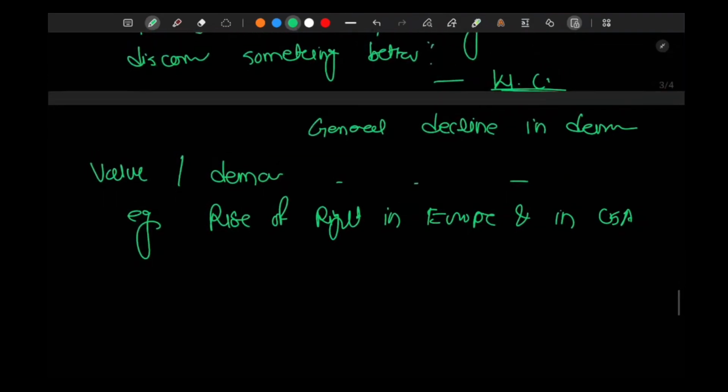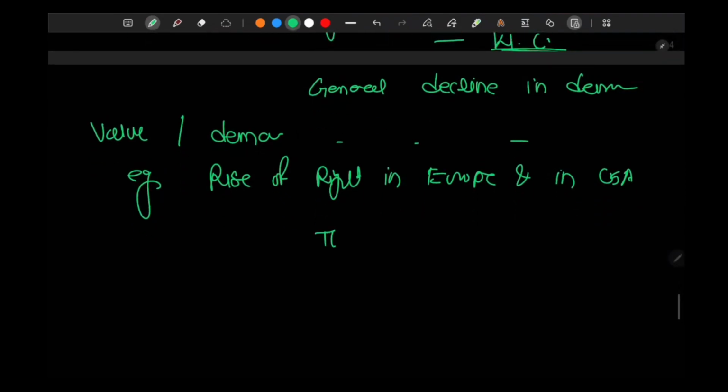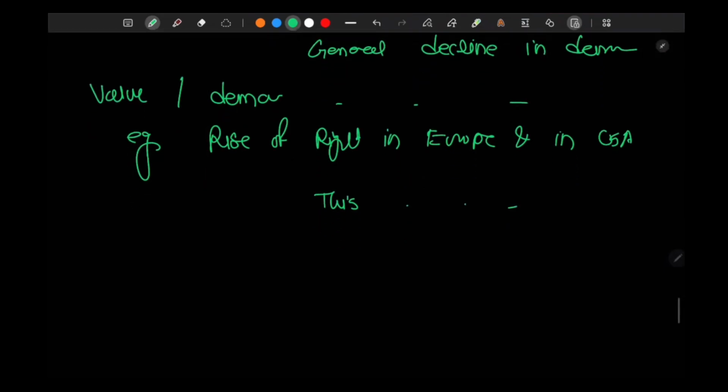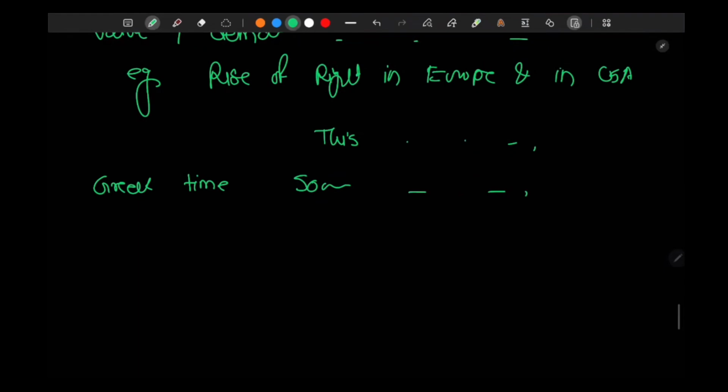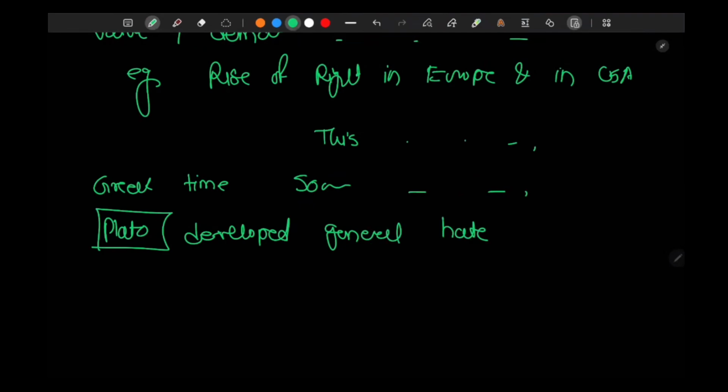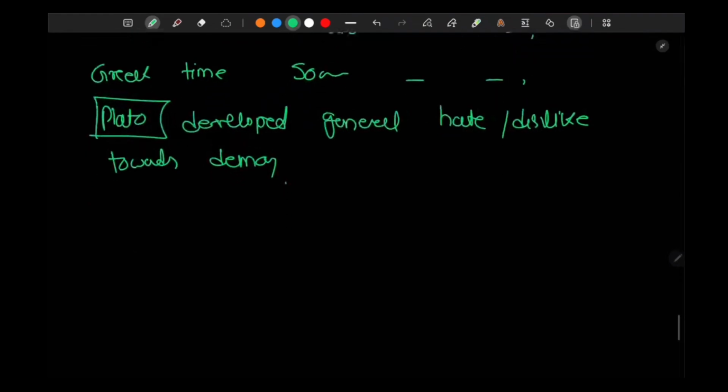I will connect this general decline in democracy by saying that this decline is not new, and this decline was seen in Greek time when Socrates had to drink hemlock. As Socrates had to drink hemlock, Plato developed general hate or dislike towards democracy.